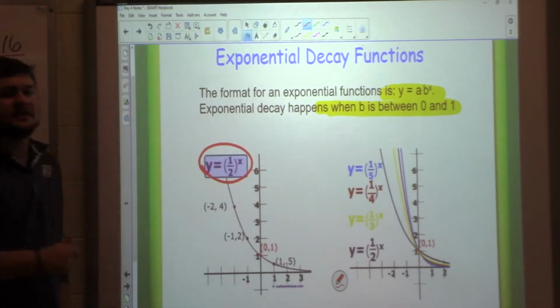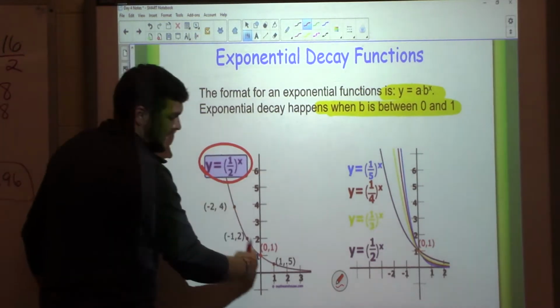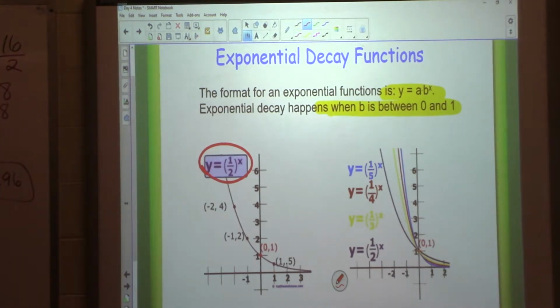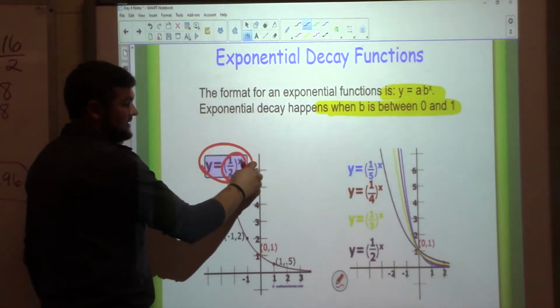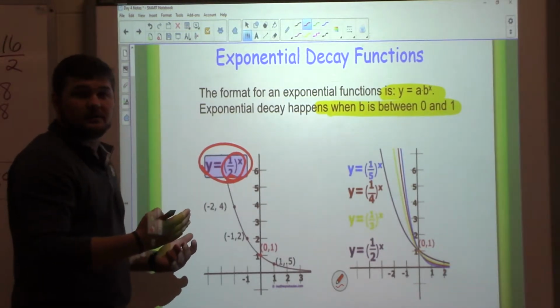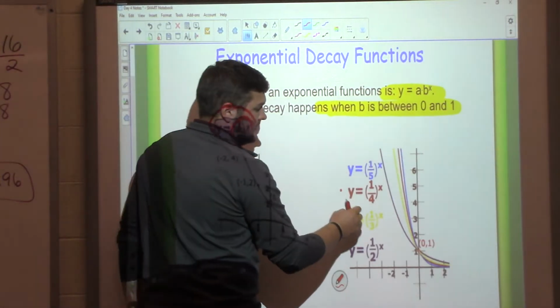If I look at this, how can I tell just by looking at that function that it's decay? It's going down from left to right. First of all, if I look at the graph, it's going down from left to right. That's huge. But what about the function? y equals (1/2) to the x. Alex? B is between 0 and 1. Right? My b value, the part that has the exponent, is 1/2. That's between 0 and 1, right? So it's decay.